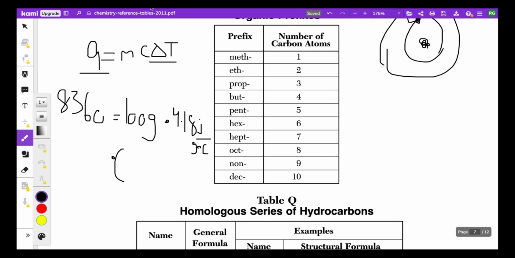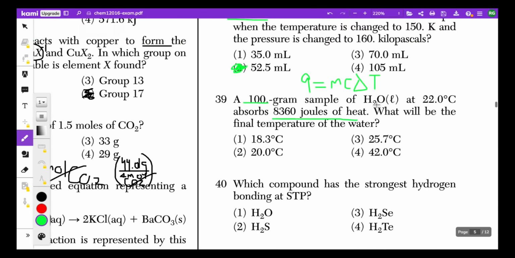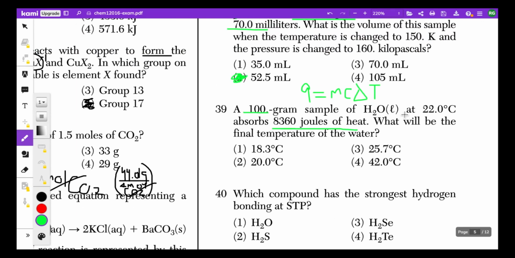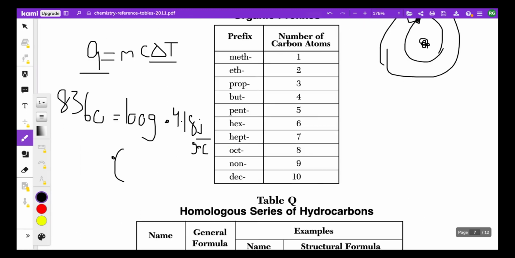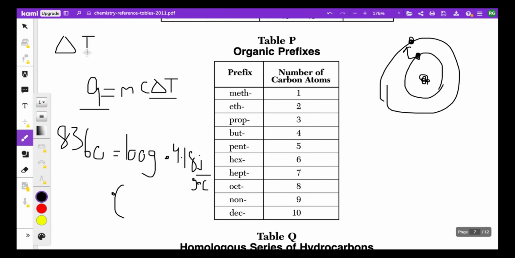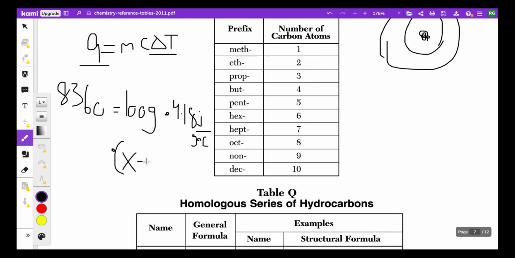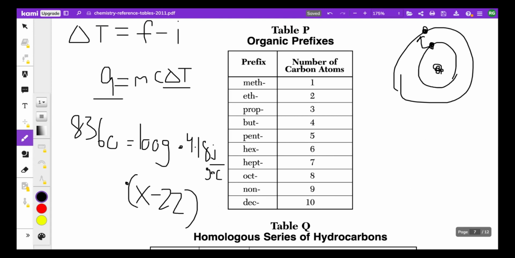That's delta T. Now, your initial temperature is 22.0 degrees Celsius, but you're trying to solve for the final temperature of water. And delta T is equal to the final temperature of the water minus the initial temperature of the water. So you have your initial temperature, which is 22 degrees Celsius, but you're trying to solve for the final value. And now all of this is just calculator work.